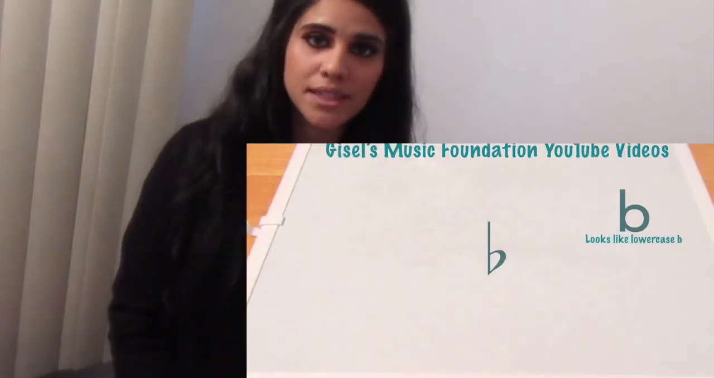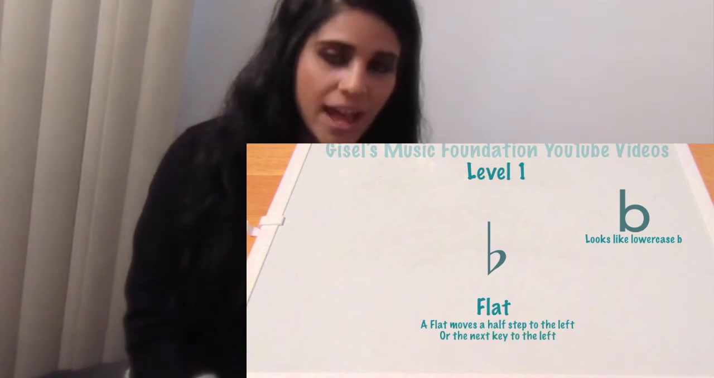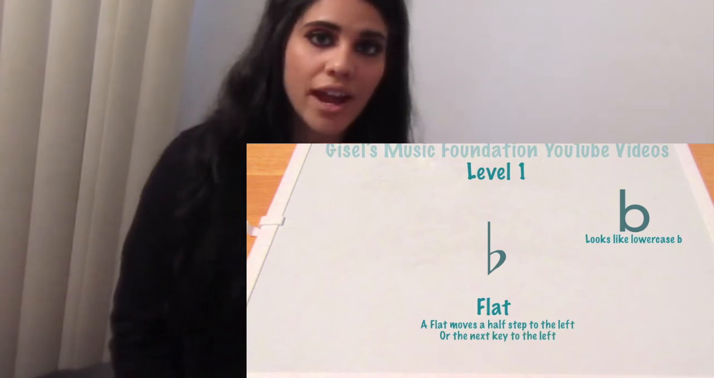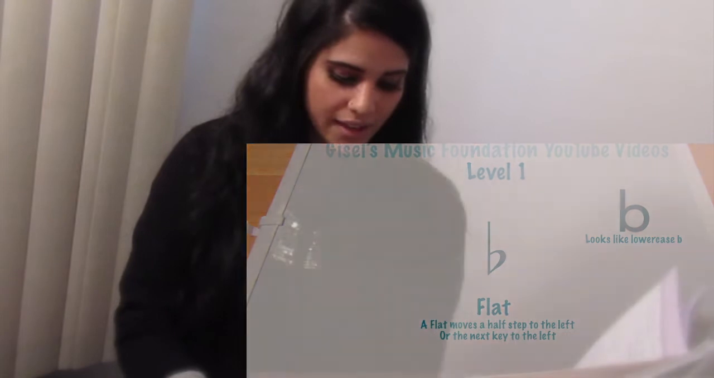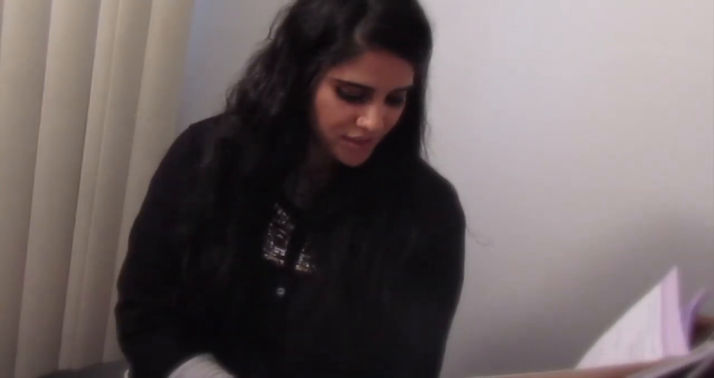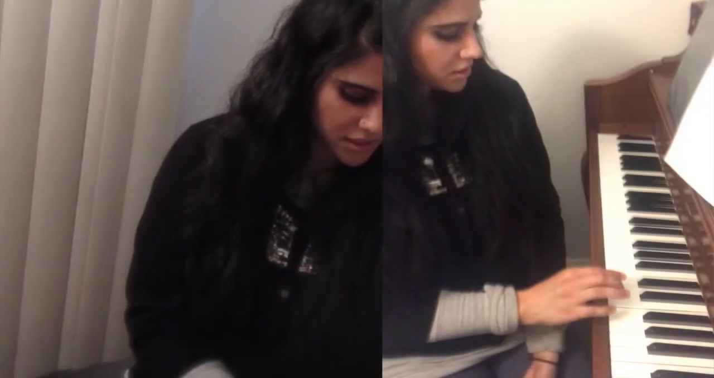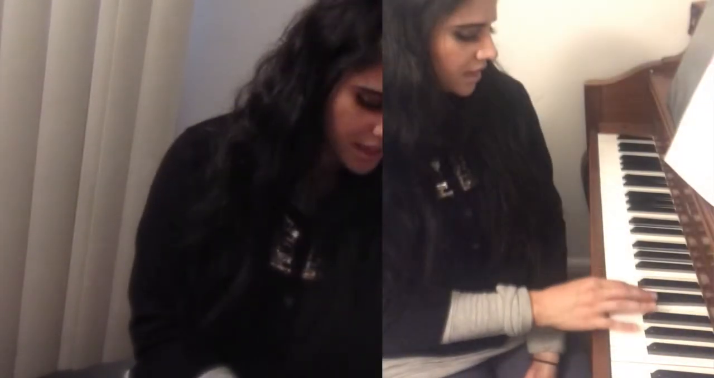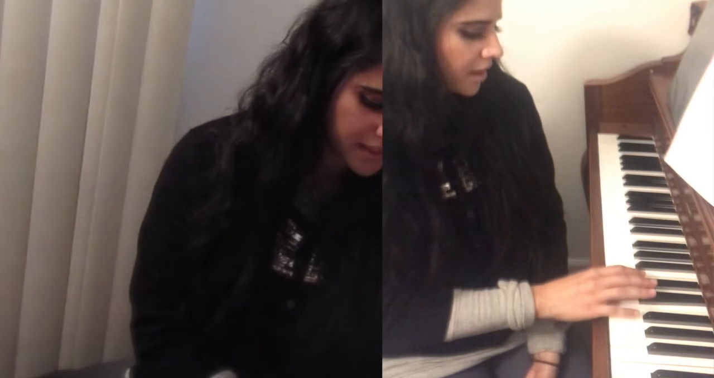Flats are the opposite. Flats look almost like the lowercase b. And flats, instead of moving a half step to the right, you're moving a half step to the left. So with a half step to the left, let's use E as an example. E flat is going down.